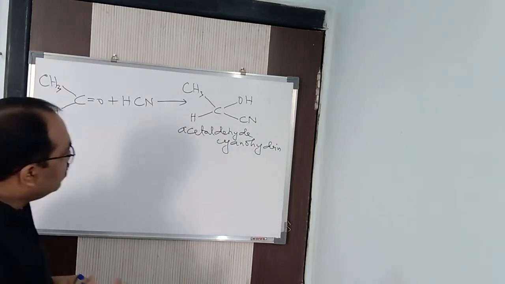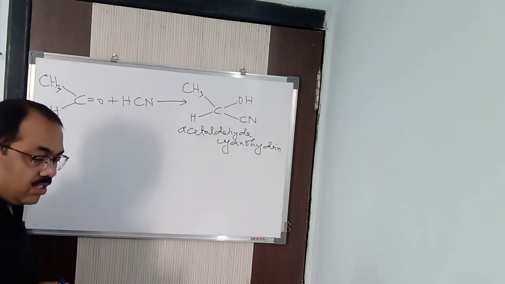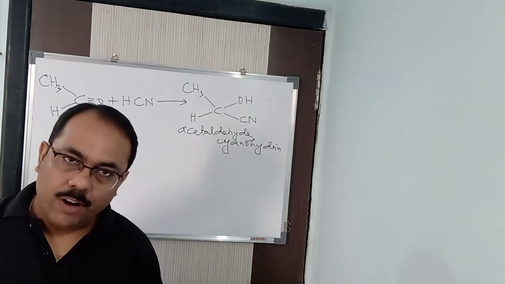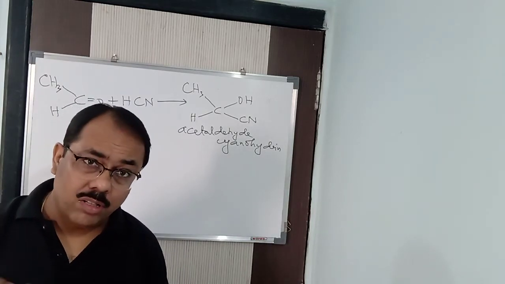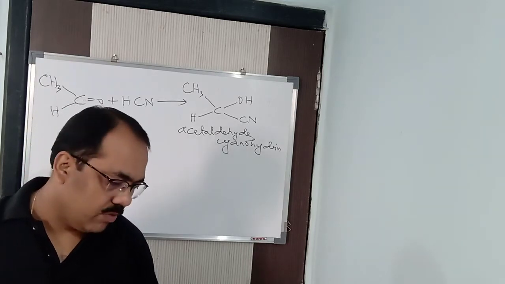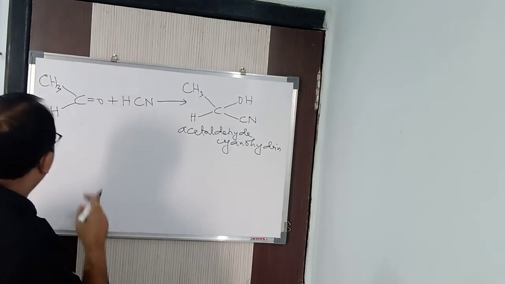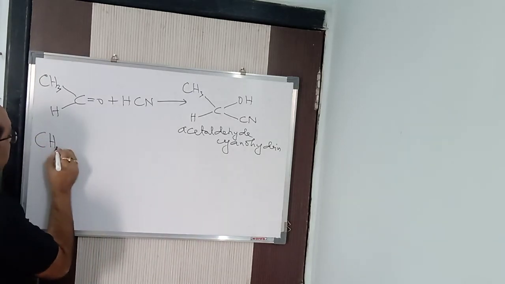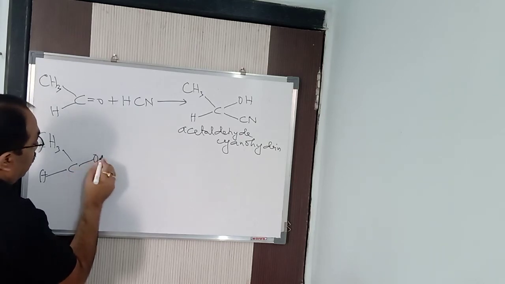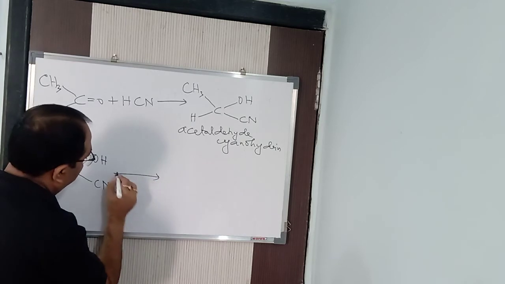Now see, the cyanohydrin group is a highly reactive group. It forms several compounds when it undergoes hydrolysis or reduction. We can say that it is a highly reactive group. So let us see what happens. See here, CH3CH with OH and CN. First it undergoes hydrolysis.